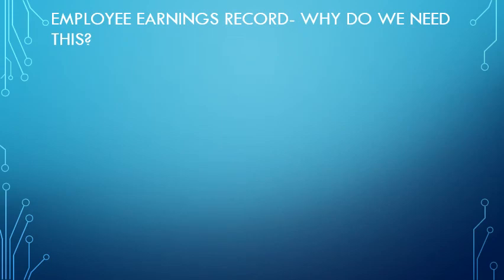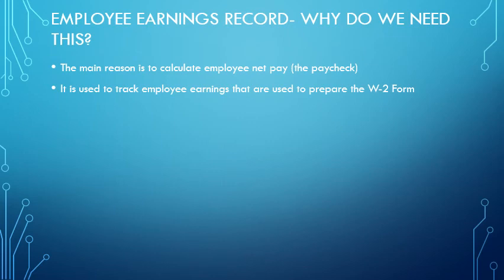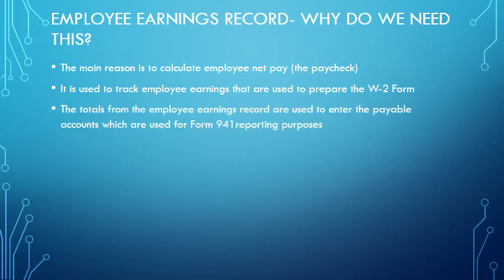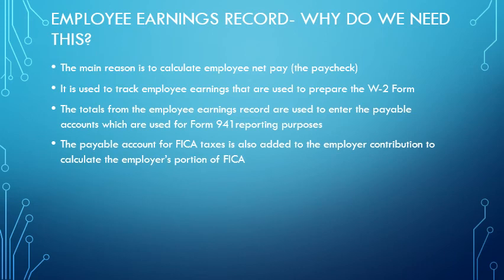So why do we need an employee earnings record? The main reason is to calculate employee net pay, or the amount the employee is being paid on the paycheck. It is used to track employee earnings that are used to prepare the W-2 form. The totals from the employee earnings record are used to enter the payable accounts, which are used for Form 941 reporting purposes. The payable account for FICA taxes is also added to the employer contribution to calculate the employer portion of FICA.